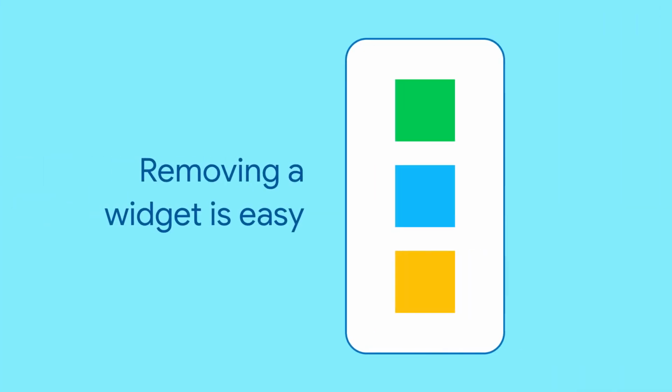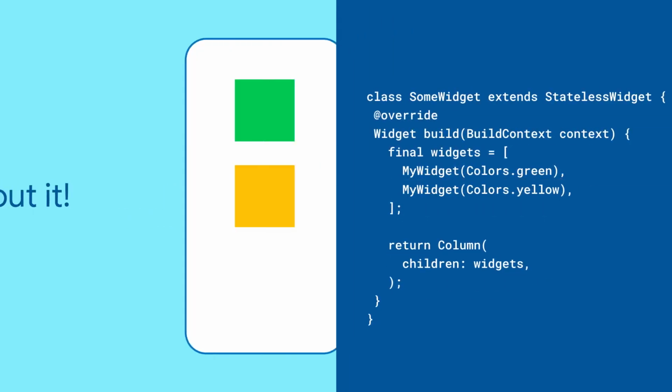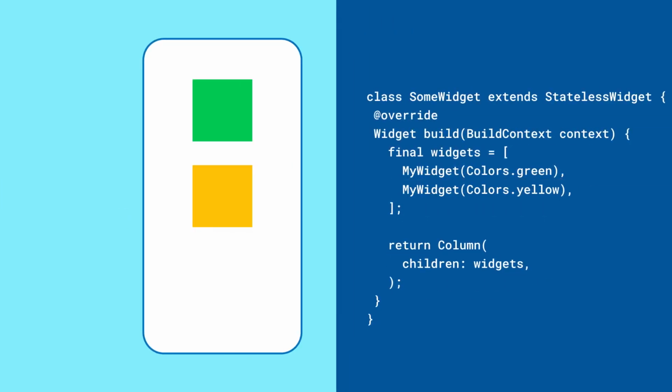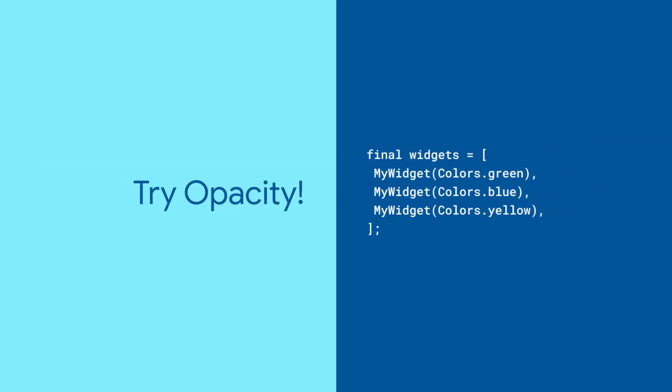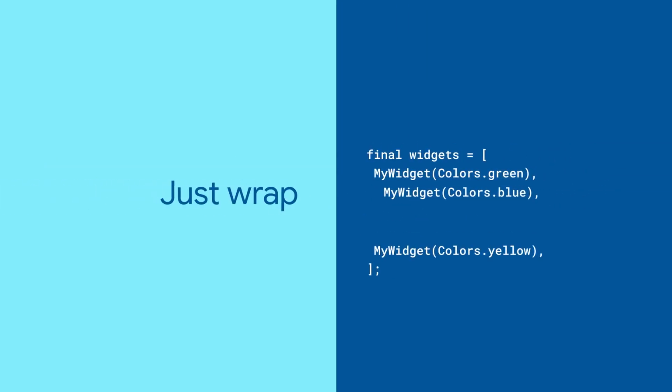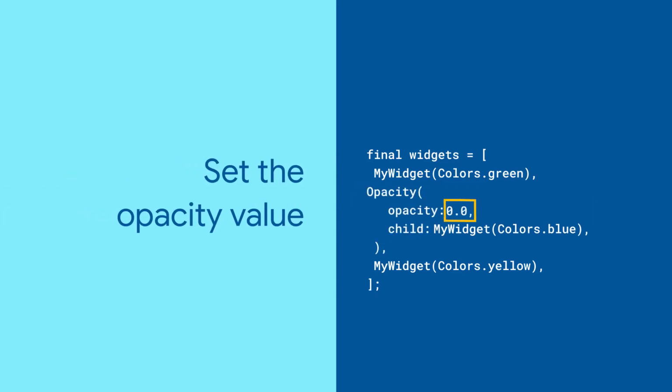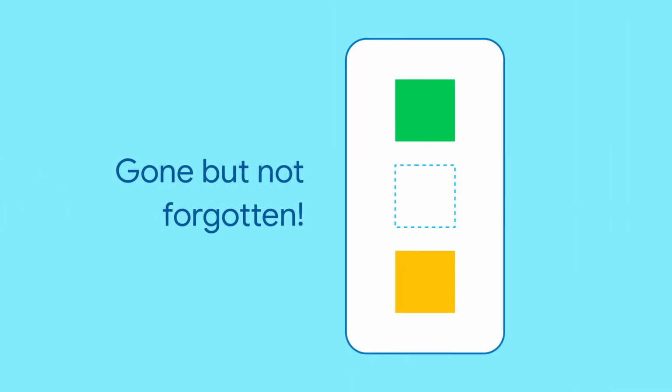With Flutter, removing a widget completely is easy. You just rebuild without it. But what if you need that widget to disappear, but still take up space, so the rest of your layout stays where it is, the way iOS's hidden and Android's invisible work? Try an opacity widget. Just wrap your widget with opacity, set the value to 0, and you're all set.